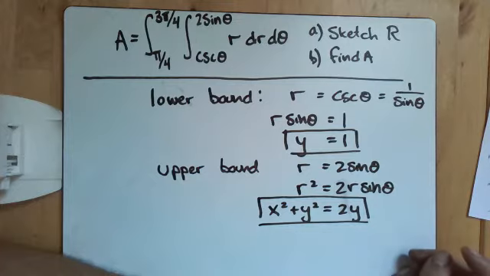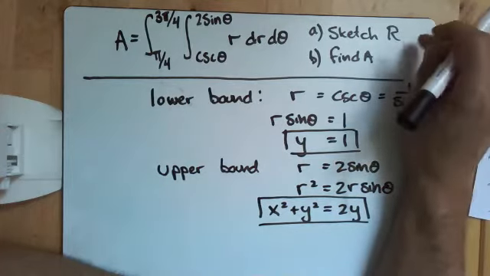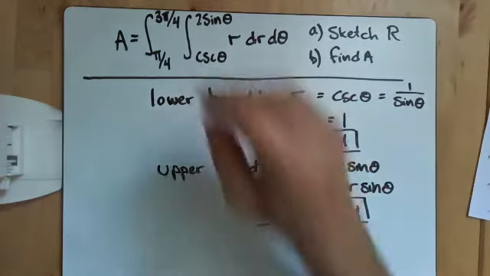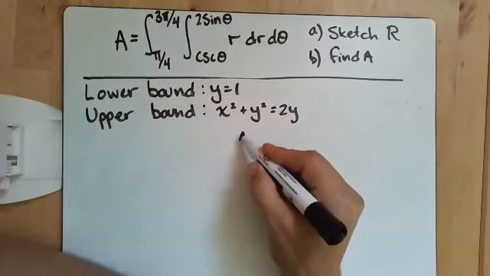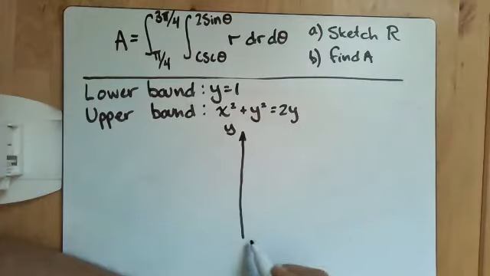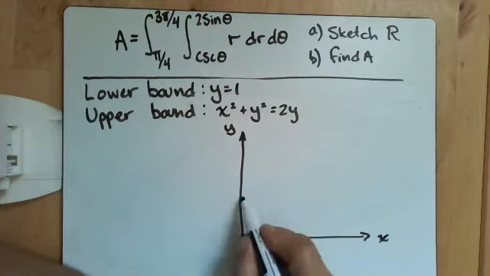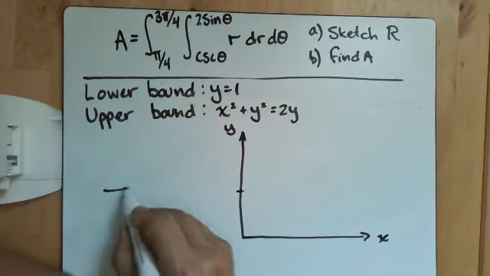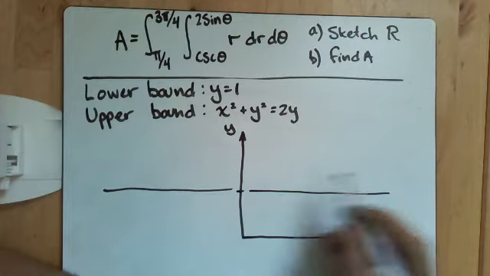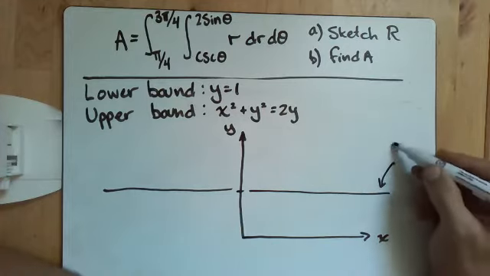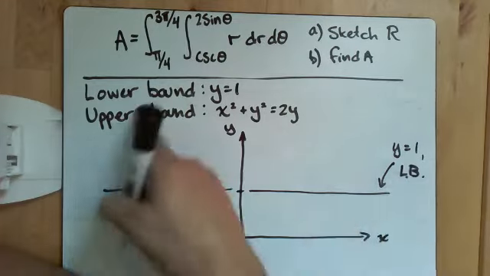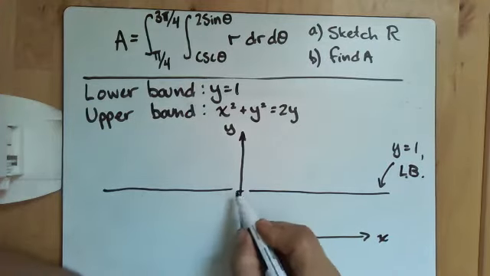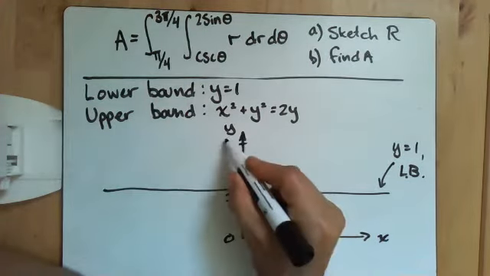Okay, and so now we need to sketch this region, sketch R. All right, so let me erase and then we'll do that. All right, let's get sketching. So here is my y-axis, and here is my x-axis. Here is y equal to 1, and so this is going to be my lower bound, LB. There's y is 1, here's 0, and up here is 2.